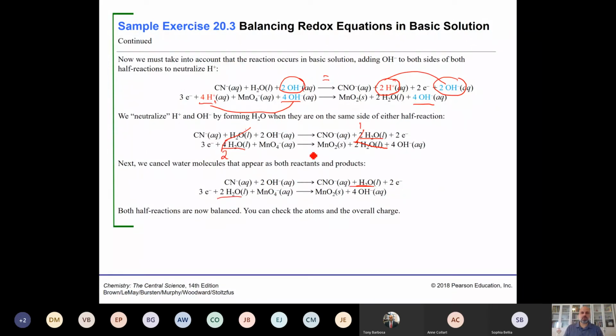So the protons are there. The hydroxide, you can see, is now on the other side of the equation. So you can see one of the differences between an acidic reaction and a basic reaction is the acid reacts with the opposite side of the equation, versus the base.